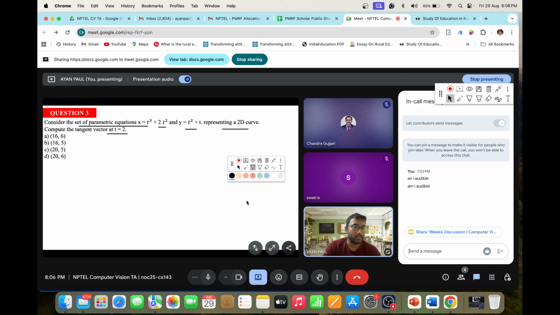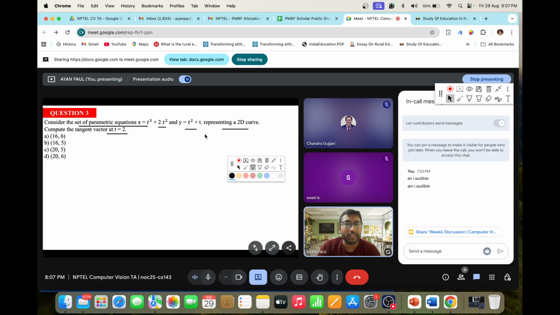What is tangent? Tangent is nothing but the derivative of the function. So tangent at x comma y is given by del x, del y. As it is parametric with respect to t, your tangent will be given by del x by del t and del y by del t. So very simple, del x by del t means just differentiate the function and put the parametric value. Similarly, del y by del t, just differentiate the function and put the parametric value t equals 2.